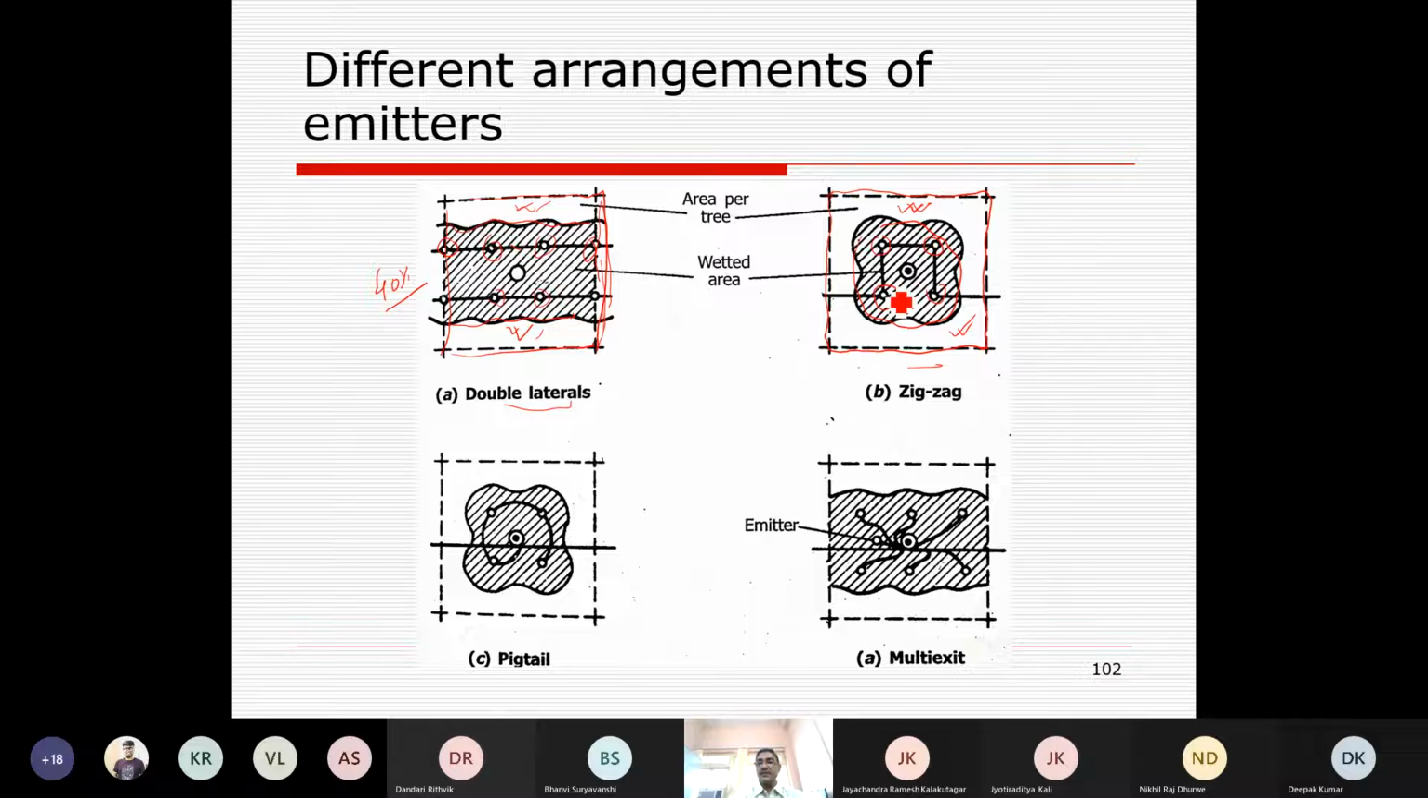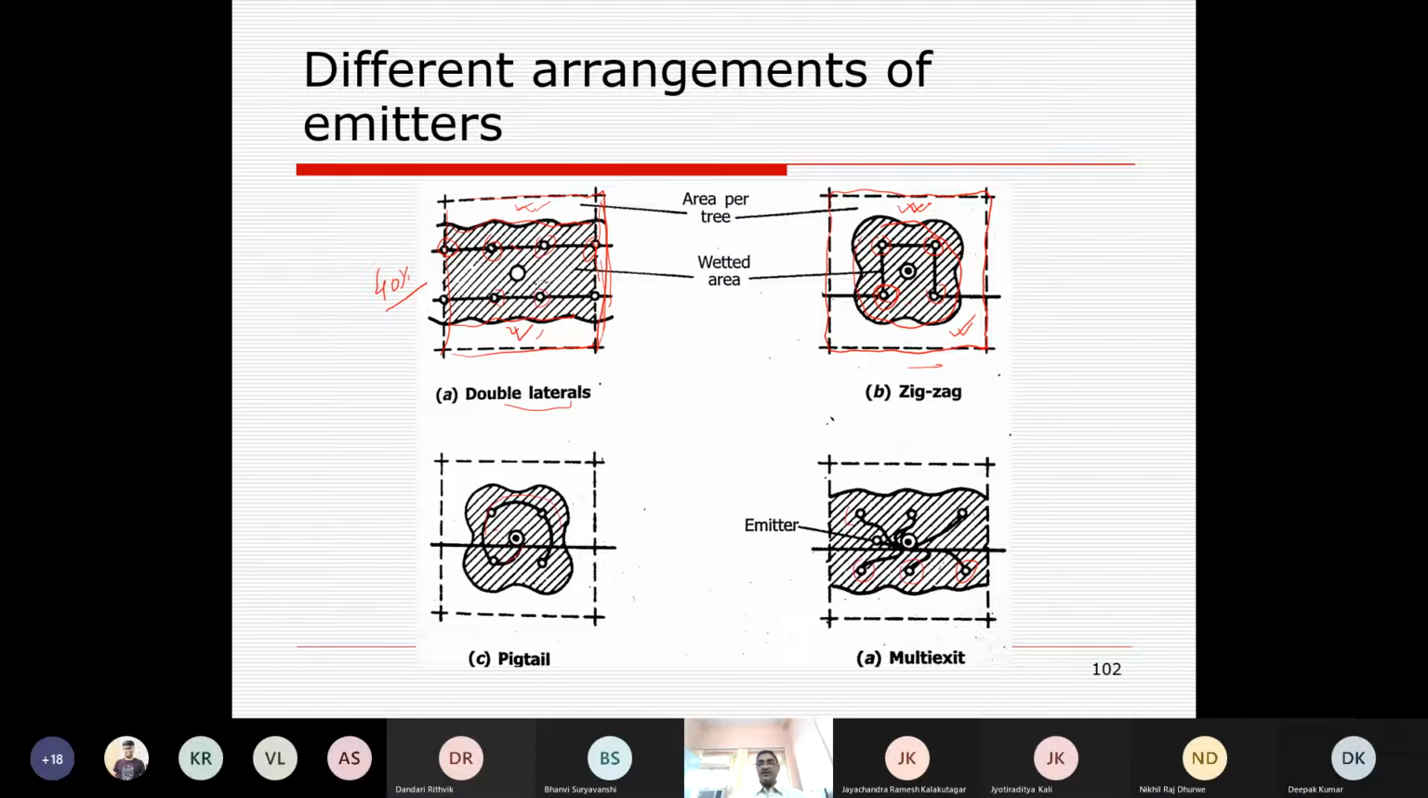This is a zigzag arrangement. Here, in a square shape, we are putting the drippers on all 4 sides of the plant, or all 4 corners we can even say. This is pigtail. In helical form, a number of drippers are arranged to supply the required amount of water to the field, and it is called multi-exit. From a single set we have a number of drippers arranged around the tree to supply the required amount of water.